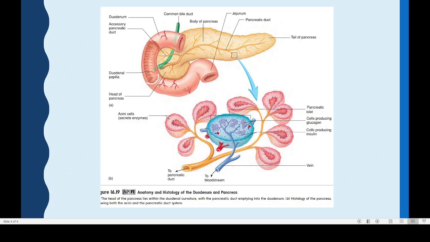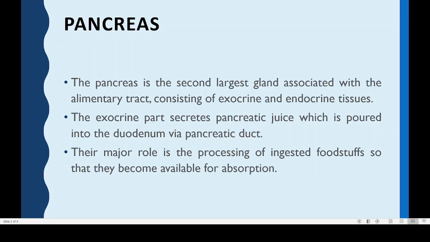So coming to the pancreas, what we have to understand is that it is a dual gland. It consists of an exocrine portion as well as an endocrine portion. Exocrine portions are actually formed of acinar cells, whereas the endocrine portion is mainly formed of islets of Langerhans, consisting of alpha cells, beta cells and delta cells.